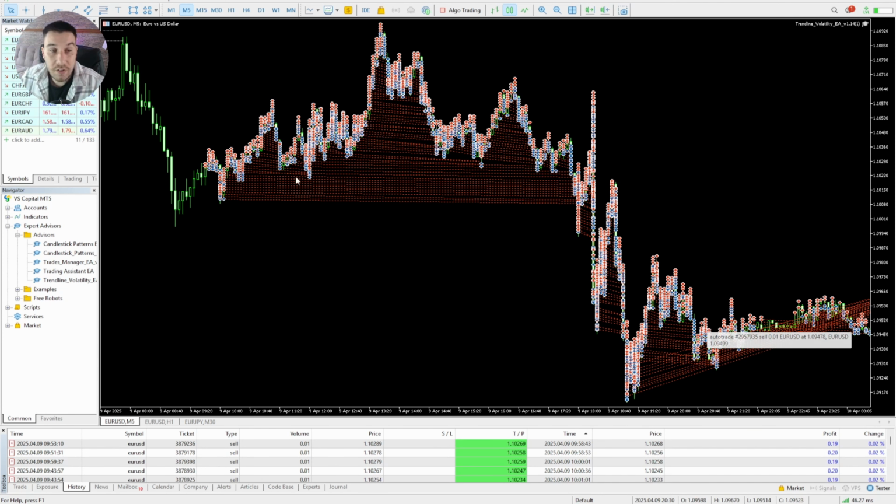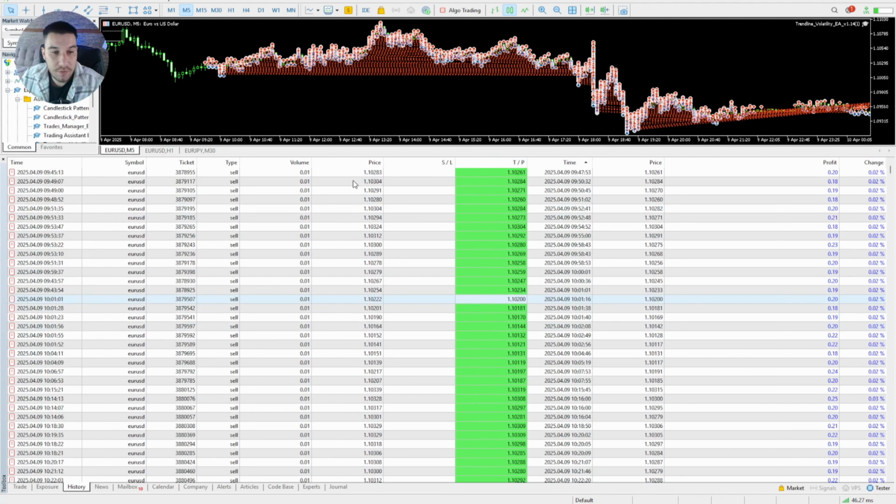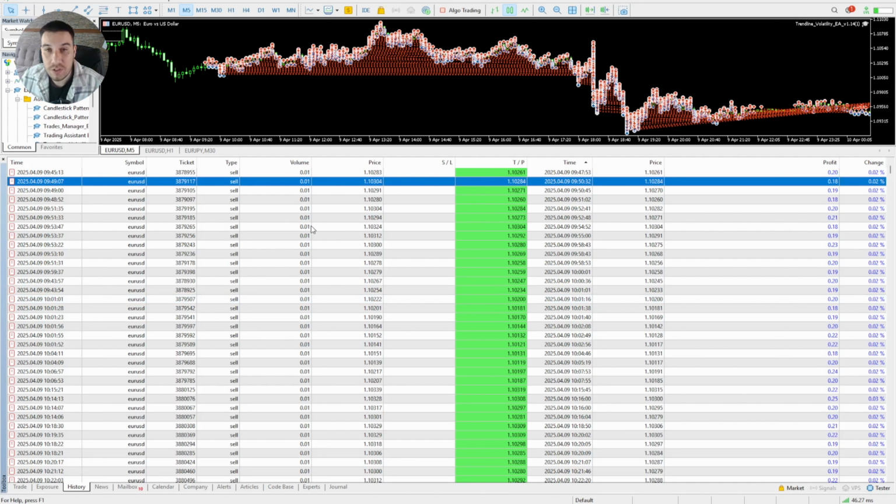Here is the 5-minute time frame on euro dollar, exactly the same piece of price action that we just looked at. But let me just pull that up. Right here, you can see each one of those trades is entered with 0.01 lots. The idea here is not to make as much money as I can, but to show you how the Volatility Trading Expert Advisor works.